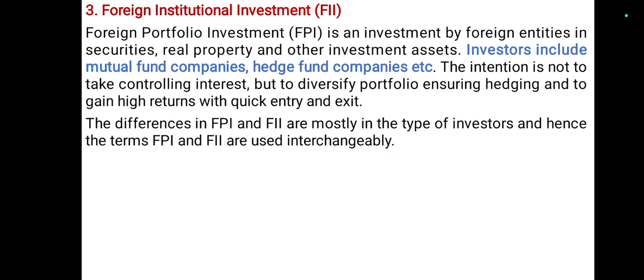When you're dealing with other countries, there is a huge risk. So for that, they are going to diversify the entire investment, including mutual funds as well as hedge funds. The intention is not to take controlling interest, but to diversify the portfolio. If you're investing in different aspects, then obviously the risk will be reduced.